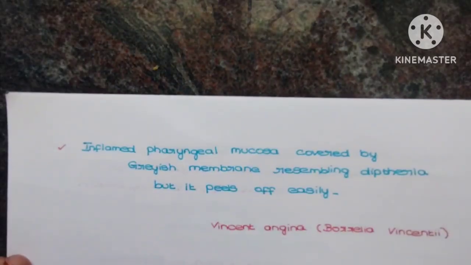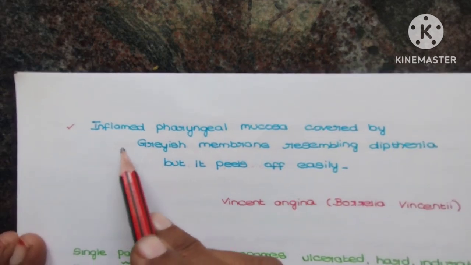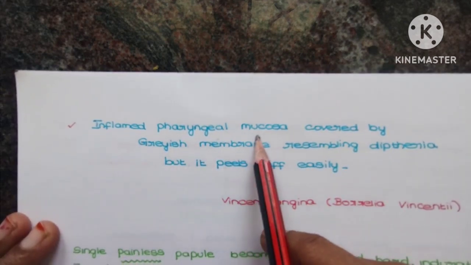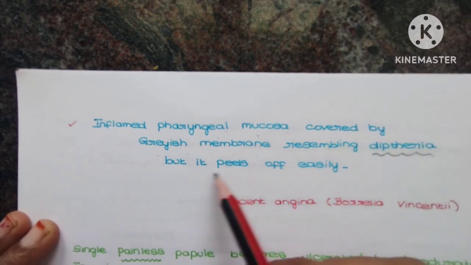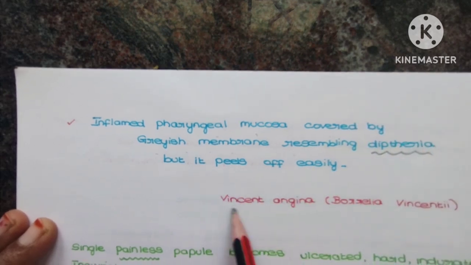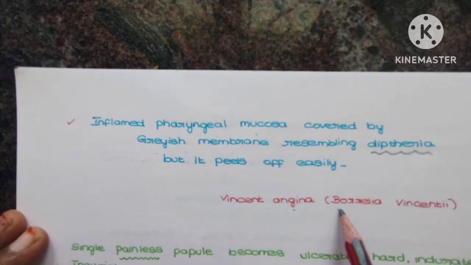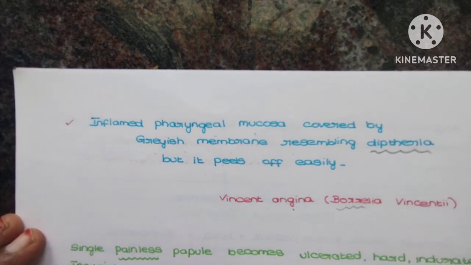Next, the history will be like inflamed pharyngeal mucosa, which is usually covered by a grayish membrane resembling diphtheria, but it peels off easily. It is Vincent angina, and the organism is Borrelia vincentii.